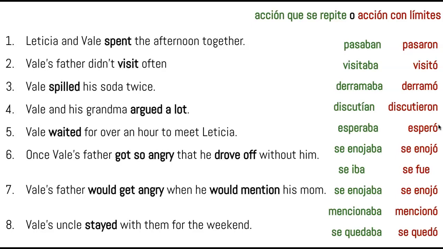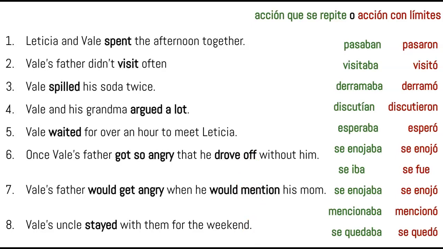Once Vale's father got so angry that he drove off without him. Se enojaba, se enojó, se iba, se fue. You are going to use se enojó and se fue, the preterite forms, for each of these verbs. Here's a clue. Once. Got so angry, drove off. They're completed actions.